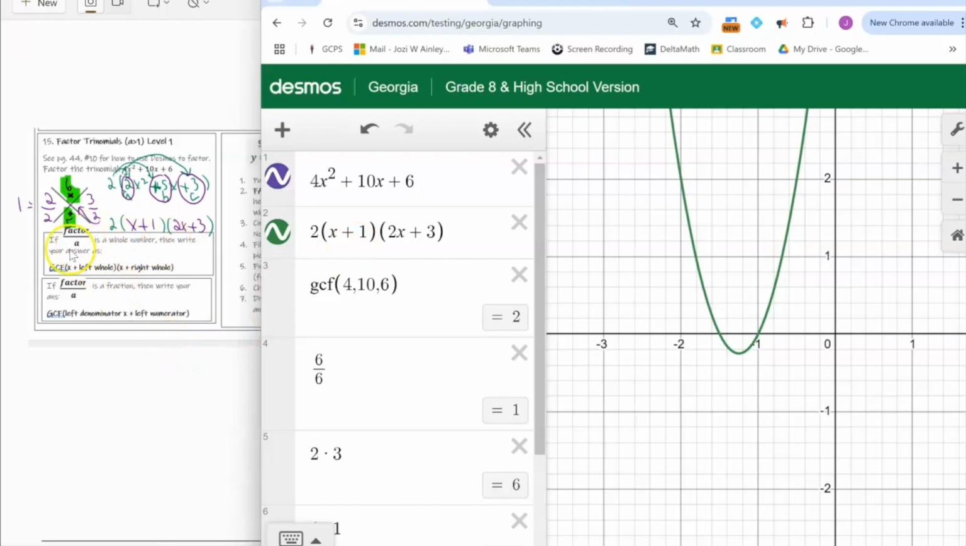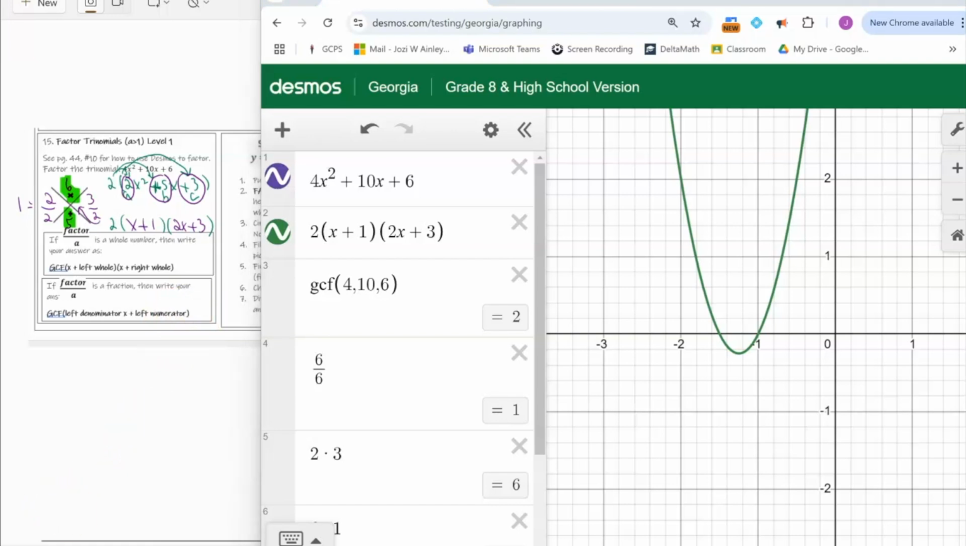So if the factor is a whole number, just write your answer as GCF, x plus left, and then x plus right. If it's a fraction, then you need to remember to put your left denominator in front of the x, and then your numerator as well as left. Okay, so that's how you do it by hand.